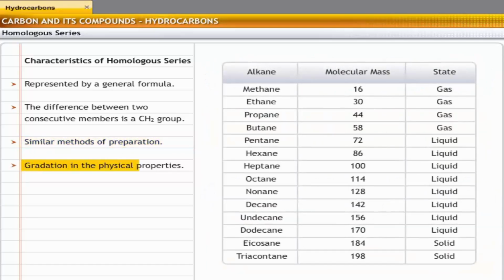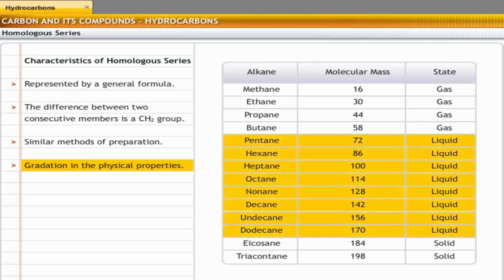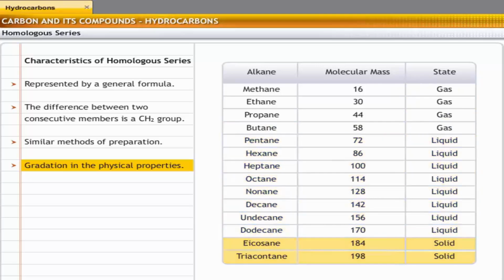A gradation in physical properties is seen as the molecular mass increases in any homologous series. For example, methane, ethane, propane, and butane exist as gases. Alkanes from pentane to dodecane exist as liquids, and higher alkanes exist as solids. So, with an increase in molecular mass, there is a gradation of physical properties.